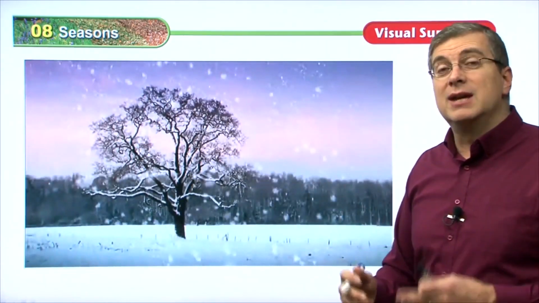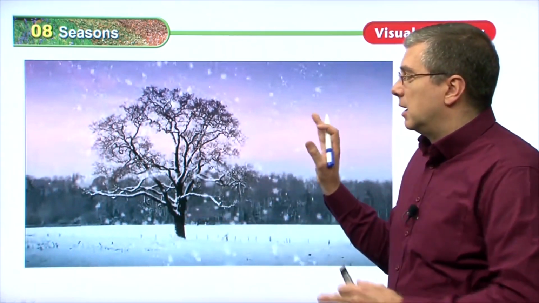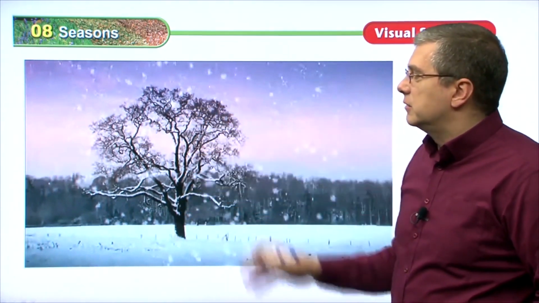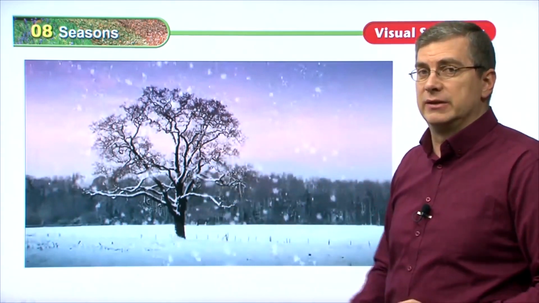So, it might start even snowing in the fall, but the winter, it's a lot of snow on the ground. Everything looks dead. Trees lose their leaves. Okay, so it's very fast. We saw how it cycles through the seasons.